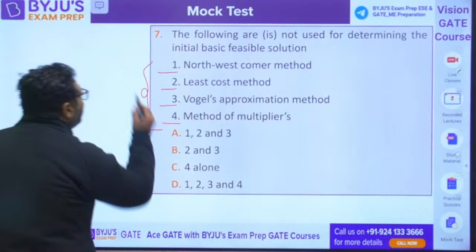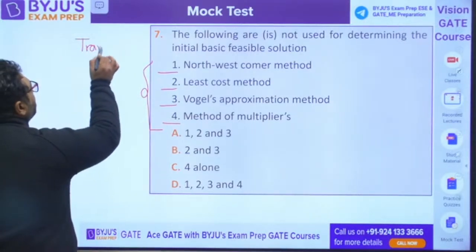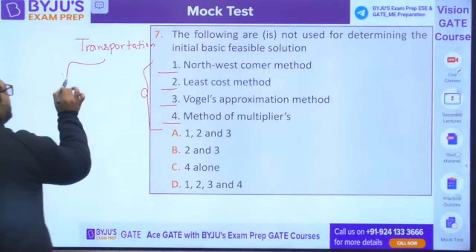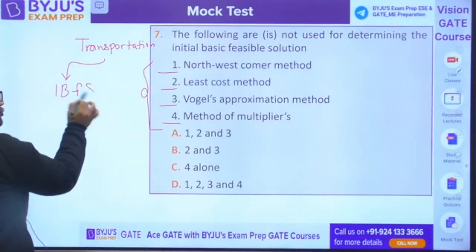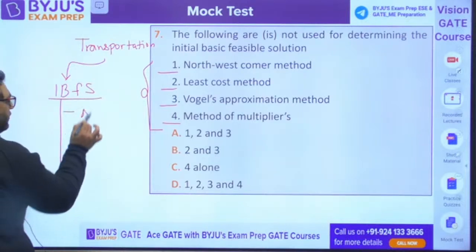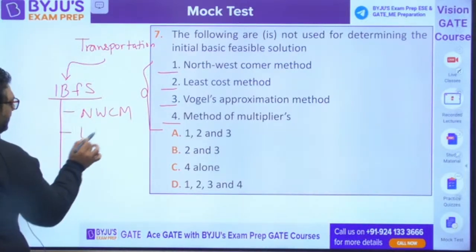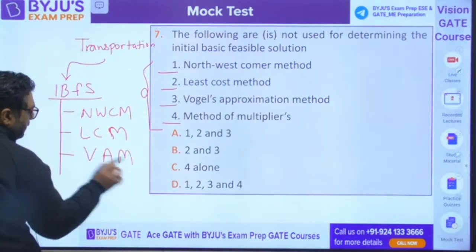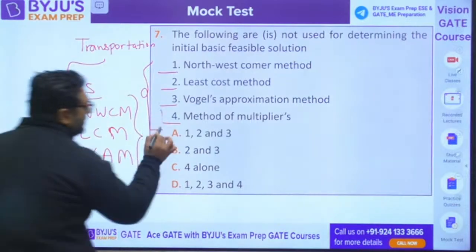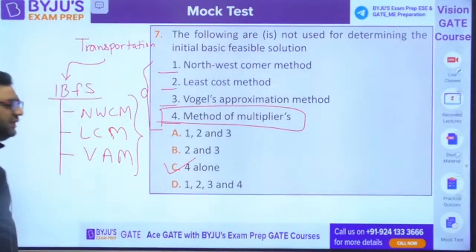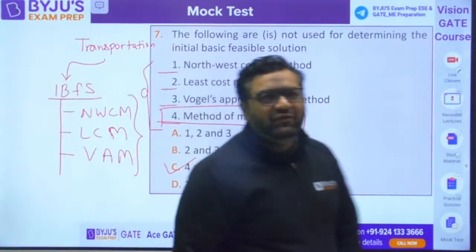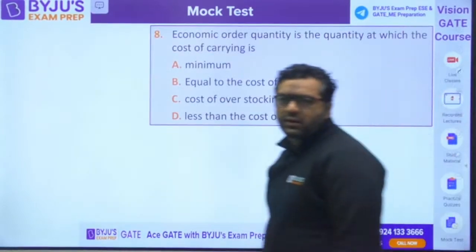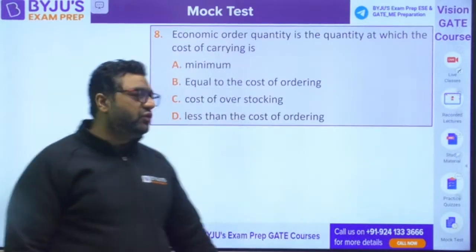In industrial engineering, when you study transportation, then in the transportation problems, we are having something called as initial basic feasible solution, for which we study northwest corner method, we study least cost method, we study Vogel's approximation method. Okay, all these three we study, but there is nothing like method of multiplier. So answer will be C for this. But don't worry, industrial engineering generally is having lesser weightage in the paper. So that's why I also have kept with 3-4 questions only here.